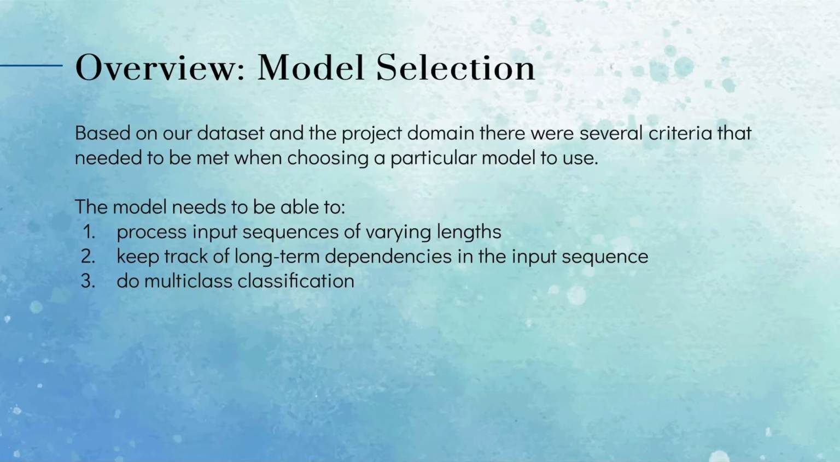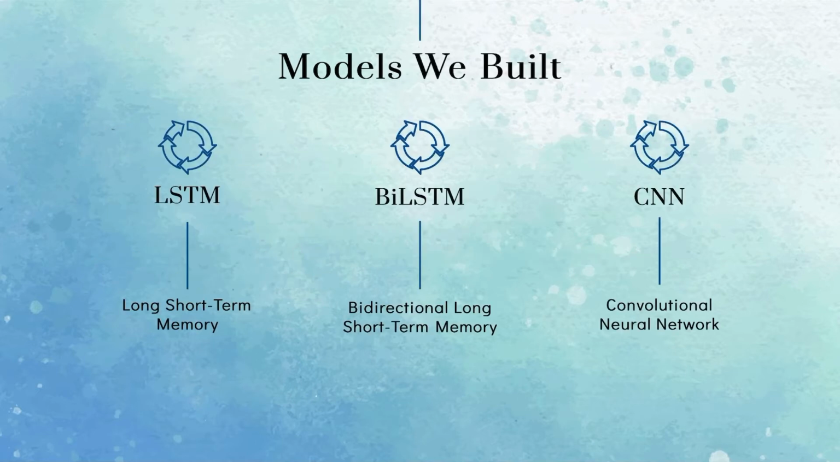For our model selection, we needed to pick a model that worked with lyrics, meaning a model that took in input sequences of varying lengths, also handled long-term dependencies, and did multi-class classification. The models we built include a long short-term memory or an LSTM model, a bidirectional LSTM, and a CNN or a convolutional neural network.